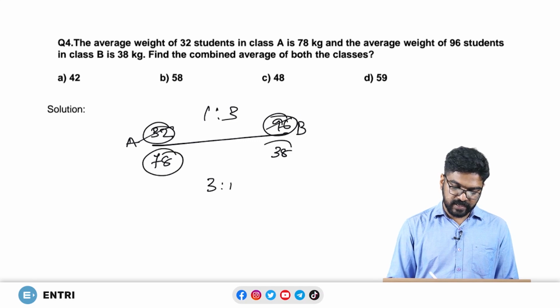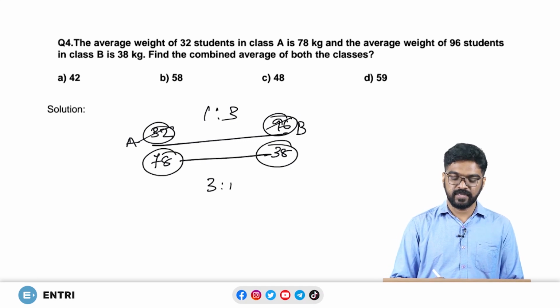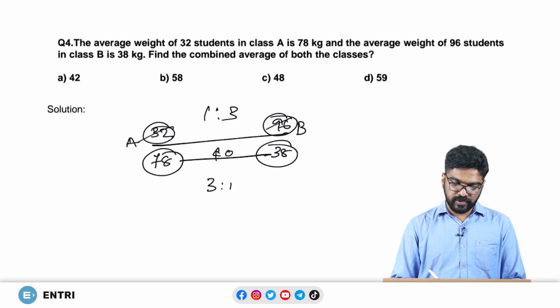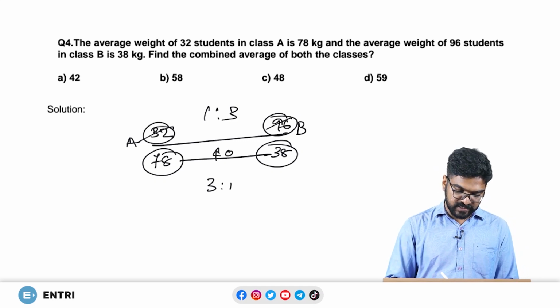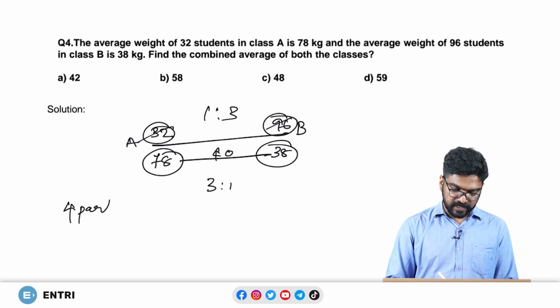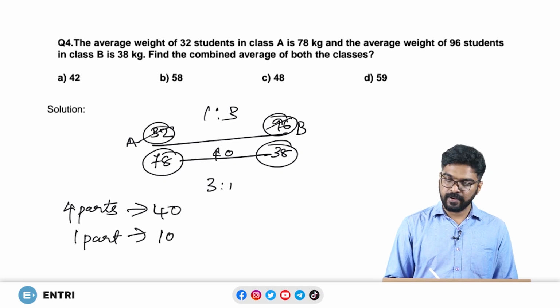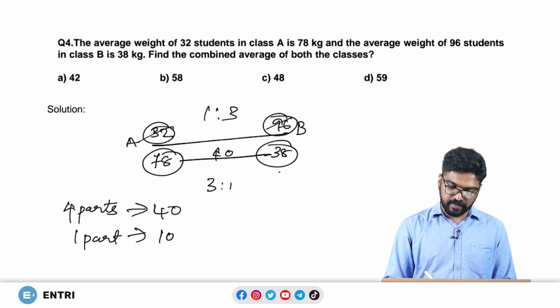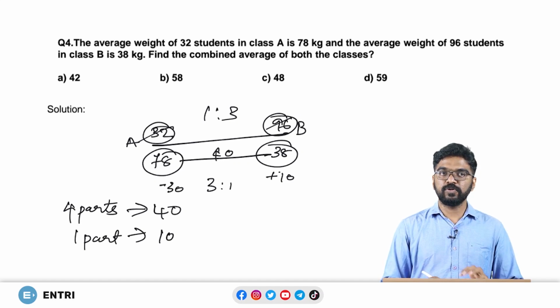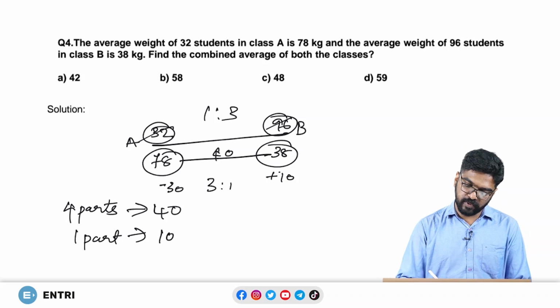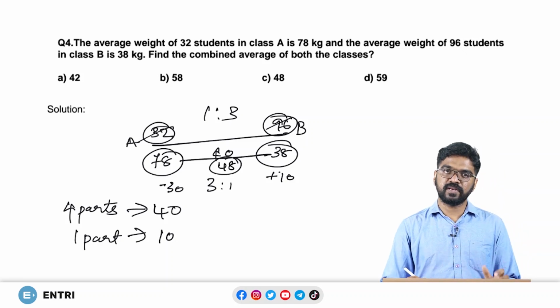The next step is take the difference between these two values, which is equal to 40. So you have to divide 40 into how many parts? 4 parts. So your 4 parts is equal to 40. So your 1 part is equal to how much? 10. So either you add 10 from this side or you subtract 30 from this side. Both will fetch you the same answer, which will be equal to 48. So your average weight of both classes together will be nothing but 48.